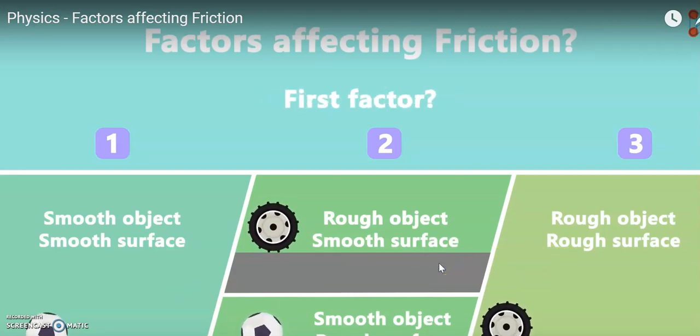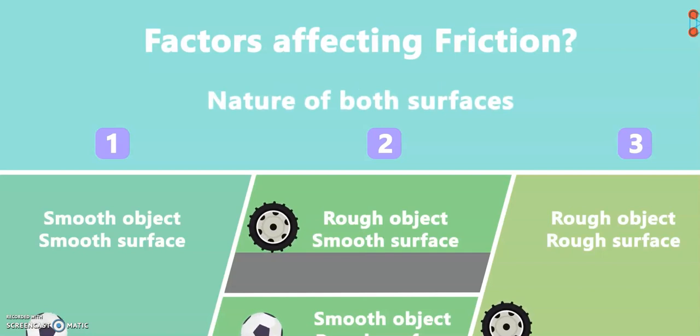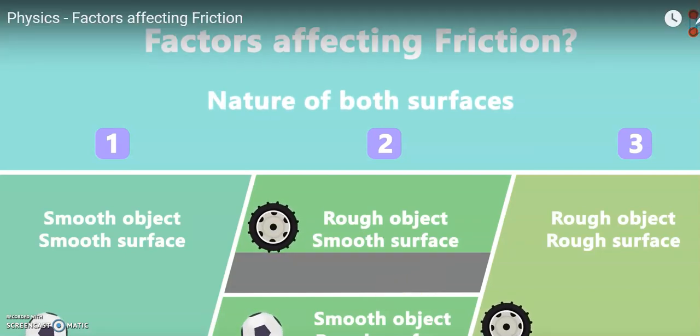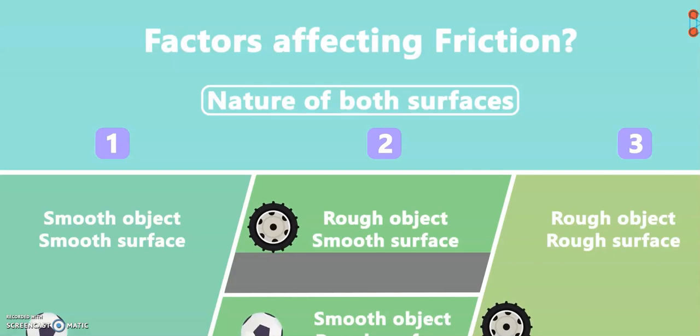So can you tell me the first factor on which the force of friction depends? Yes, it depends on the nature of the surface on which the object moves, and the nature of the surface of the object. Yes, the roughness and smoothness of the two objects.